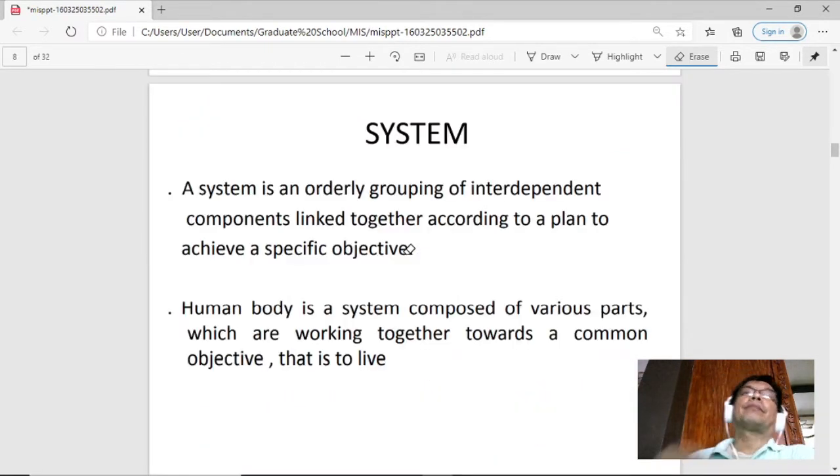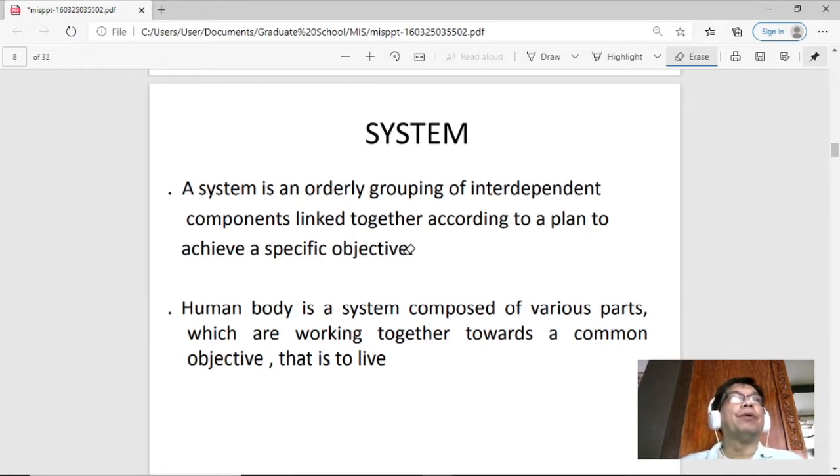System. A system is an orderly grouping of interdependent components linked together according to a plan to achieve a specific objective. So the human body is an example of a system. A system is composed of various parts. The human body is composed of various parts which are working together towards a common objective, and that is to live.